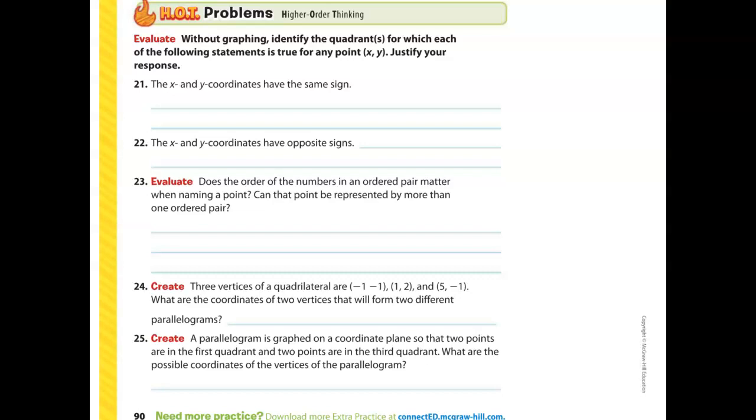Number 22 says the y and x coordinates have opposite signs. So the other two quadrants have opposite signs for their points. Please write which quadrants those are.